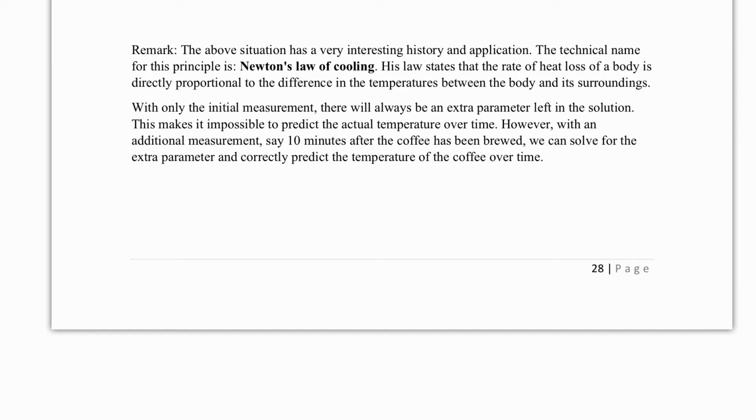With only the initial measurement, there will always be the extra parameter left in the solution, which is what we found, that k value is still in there. This makes it impossible to predict the actual temperature over time. However, with an additional measurement, say 10 minutes after the coffee has been brewed, this extra information will allow us to solve for the extra parameter, and then we can correctly predict the temperature of coffee over time, which is kind of interesting. If you wanted to find out when you should drink your coffee, you could do the mathematics and figure out the best time to drink your coffee.